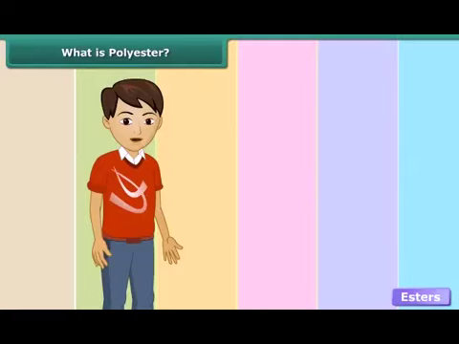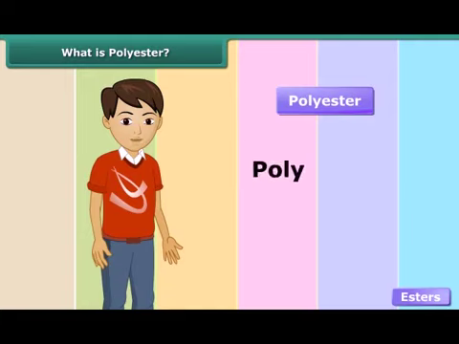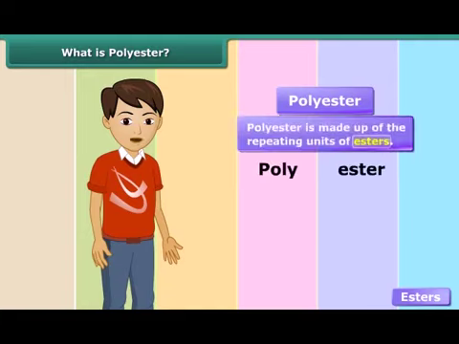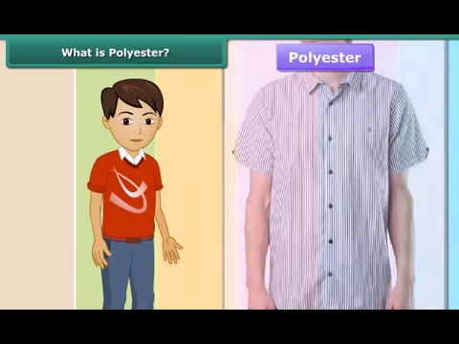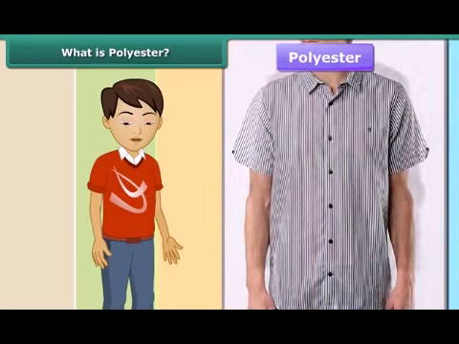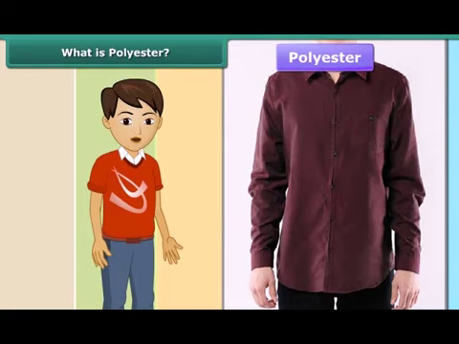Can you guess just by hearing the word polyester, what is it made up of? As the word polyester comes from words poly and ester, it is clear that it is made up of repeating units of esters. You must have seen people wearing nice polyester shirts and other dresses. Fabrics made of this fiber do not get wrinkled easily, remain crisp, and are easy to wash.